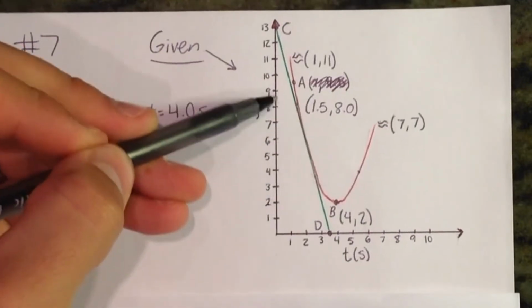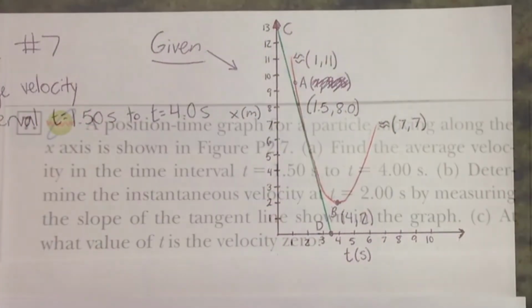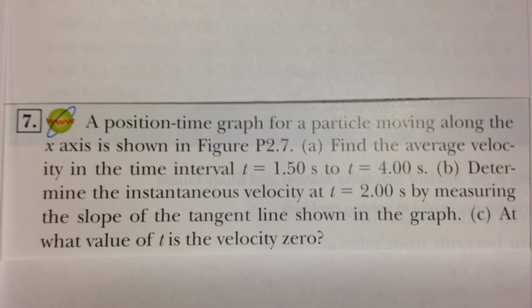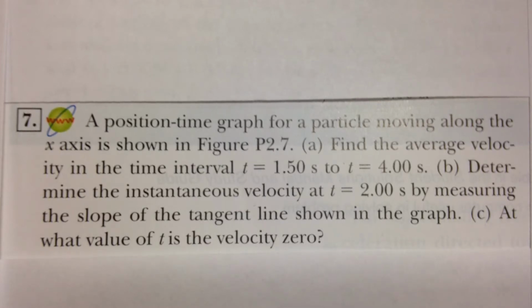I don't know if you can see it. And part C asks, at what value of t is the velocity 0?